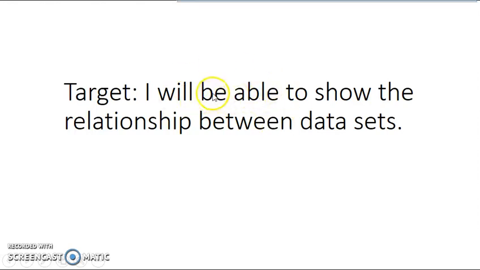Good morning, gang. Today we're going to be taking notes over being able to show relationships between data sets. I hope you had a good weekend. Again, we're going to be able to show the relationship between data sets.